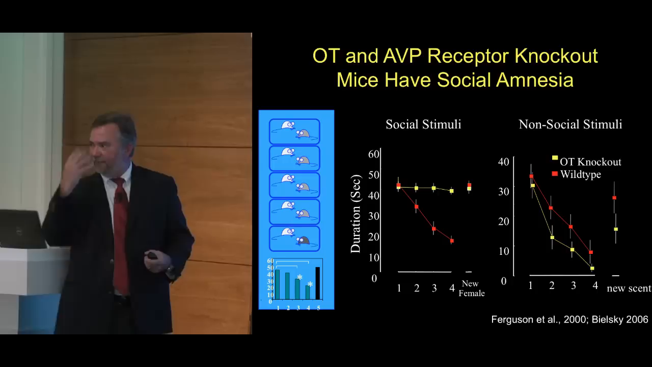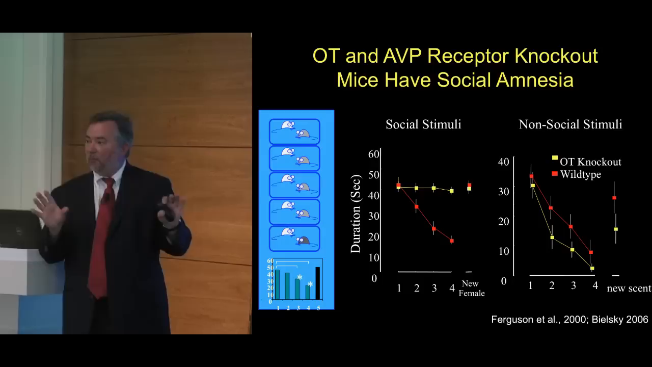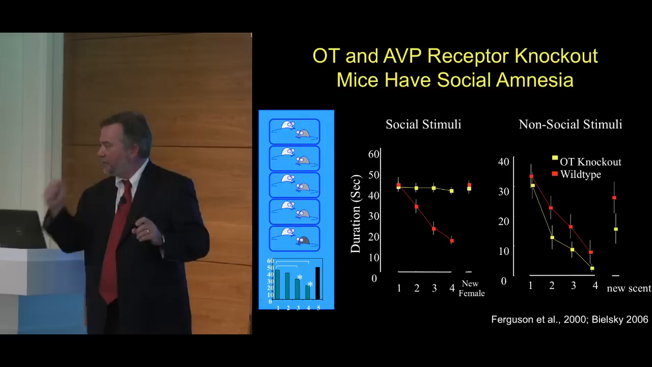If you don't have oxytocin, wild-type animals show the nice decline. If you don't have oxytocin or vasopressin receptors, they don't show this decline at all. So this and several other experiments tells me that what oxytocin and vasopressin are really doing is making the brain pay attention to social stimuli.